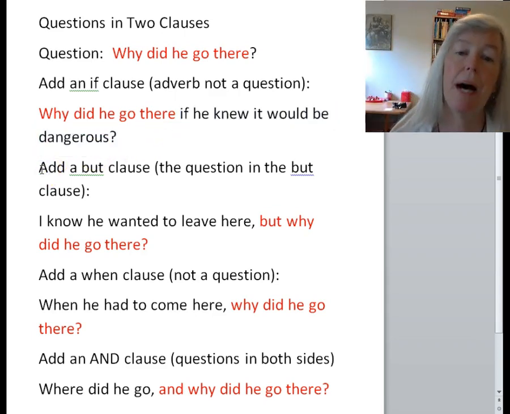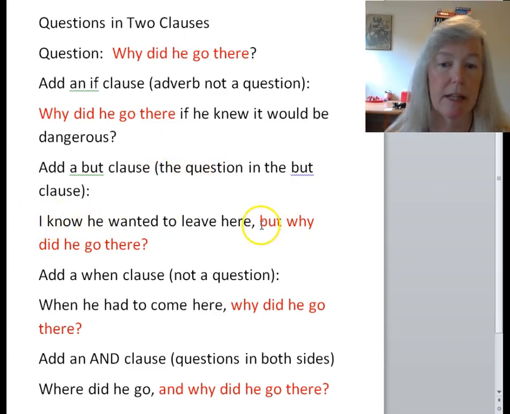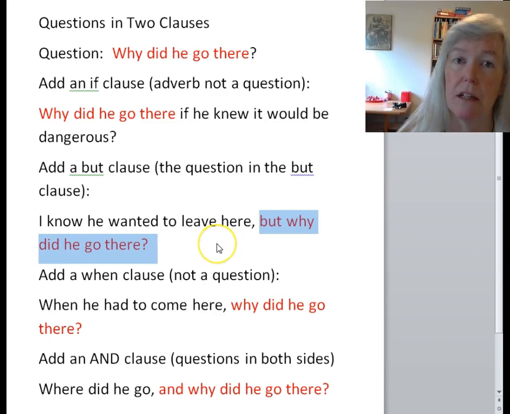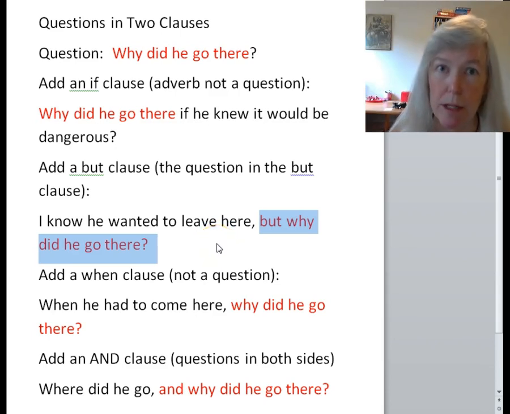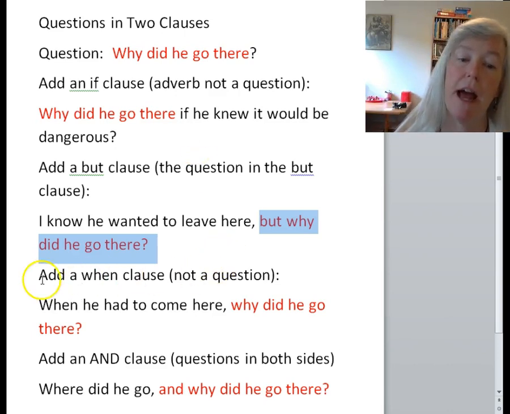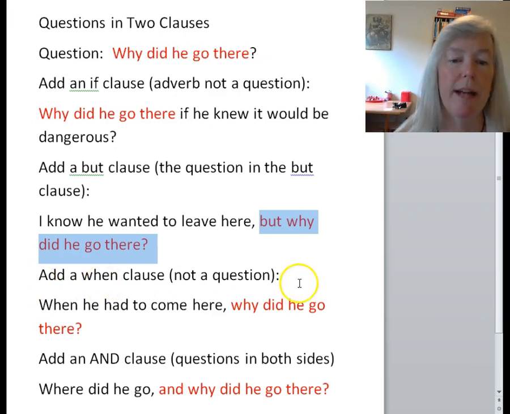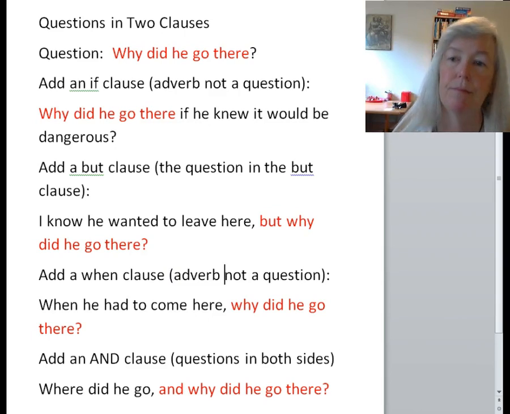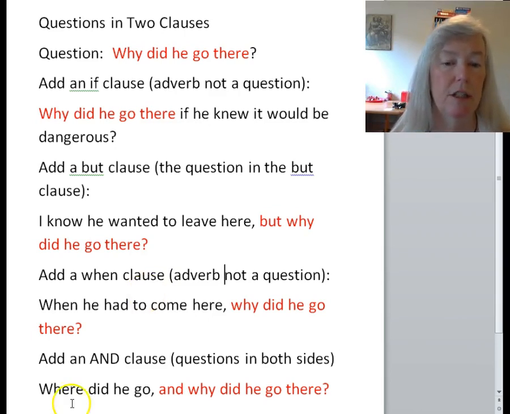I can add a but clause. The question is in the but clause. I know he wanted to leave here, but why did he go there? When it's the fanboys, the question is in the fanboys part. When it's an adverb, the question's not in the adverb part. Let's do another adverb. Add a when clause. The when clause, the adverb, is not a question.